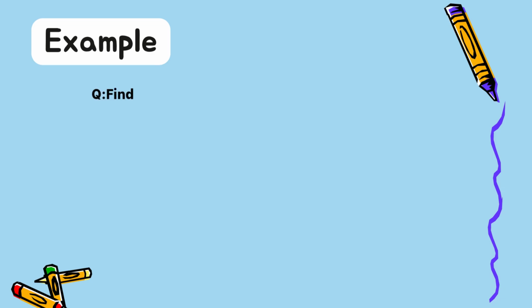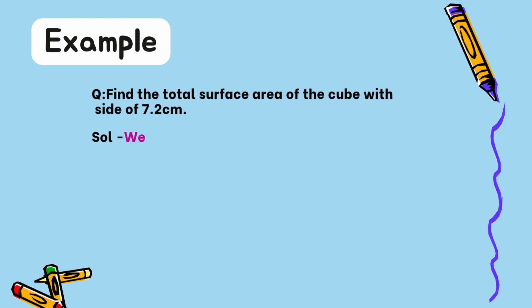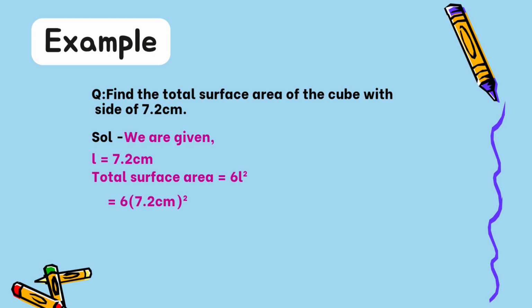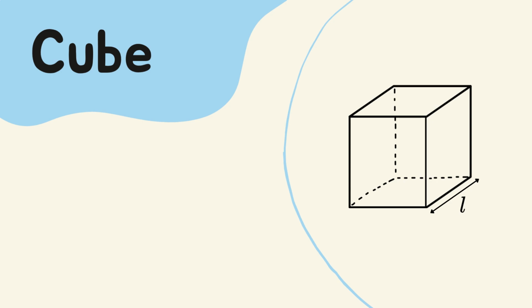Suppose we want to find the total surface area of a cube with a side of 7.2 centimeters. We are given that L equals 7.2 centimeters. The total surface area can be calculated using the formula 6L squared, which means total surface area equals 6 times 7.2 centimeters squared, equals 6 times 51.84 centimeters squared, equals 311.04 centimeters squared. So, the total surface area of the cube is 311.04 centimeters squared.